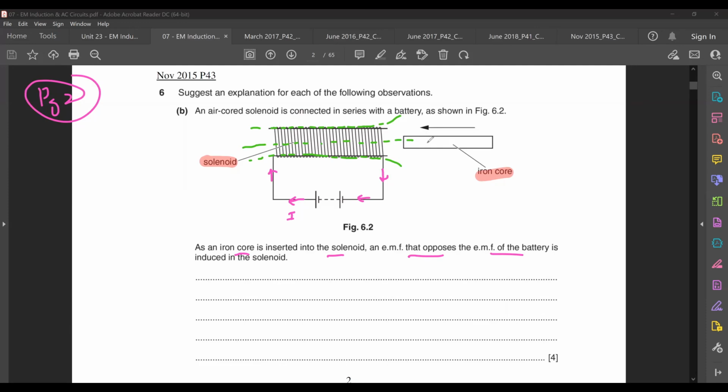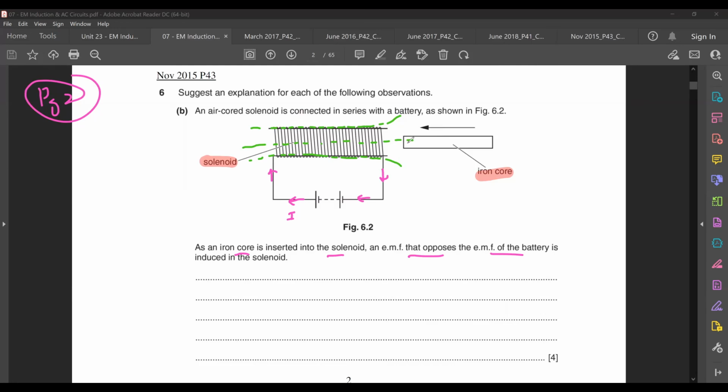It's the solenoid that has the magnetic field. Yeah, it's the solenoid that has the magnetic field. Okay, you can also say that right now your solenoid has magnetic field through the coils, right? You have flux linkage, right?